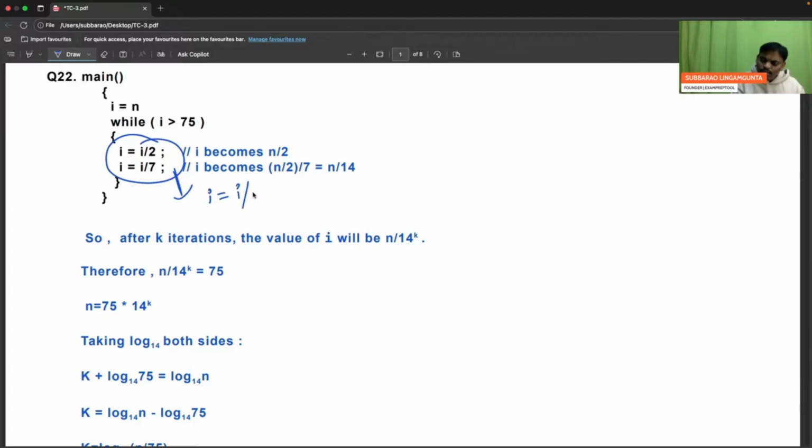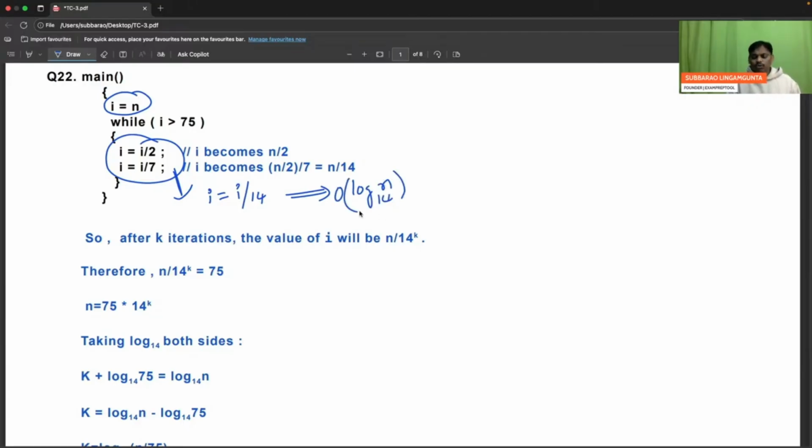Means overall i is decrementing. That means initial i value is a bigger number because you are decrementing. So in the loop you are decrementing until the termination condition happens. Termination condition is i greater than 75. So i value becomes 75, 75 greater than 75, condition fails. If you always divide by 14, 14, 14, I think time complexity becomes log n base 14. You know this very well.